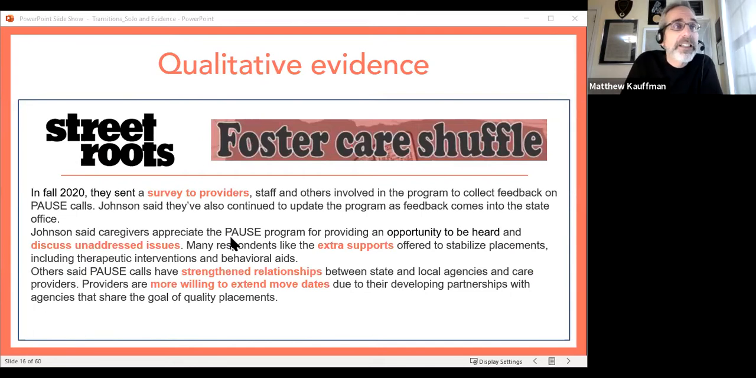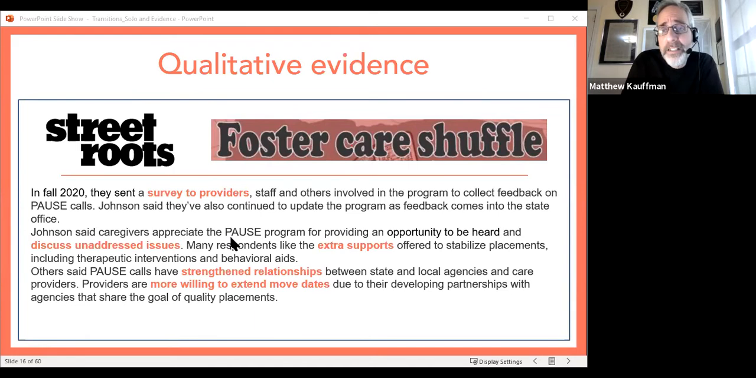It's actually a project Solutions Journalism Network just supported. This was a project on foster care, trying to reduce how often children are shuttled from one home or group home to another. As part of this effort, the state sent a survey to providers. You can see here what their impressions were. They had general praise for it, thought it was working. That bottom one, providers more willing to extend move dates, meaning pause and not be so quick to move a child from one home to another.